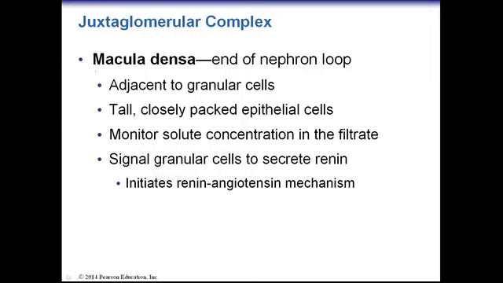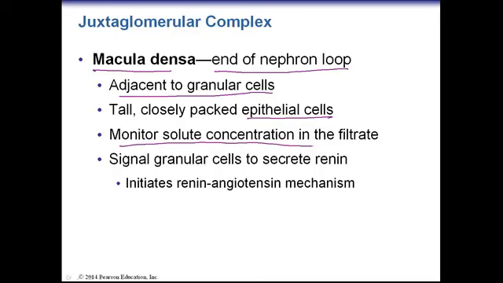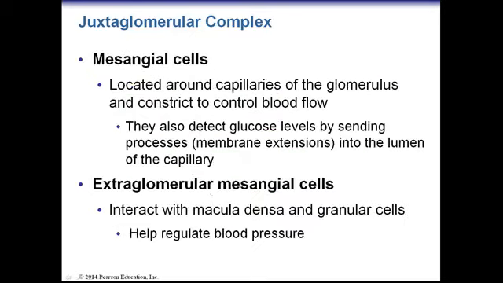The macula densa is an area of cells at the end of the nephron loop adjacent to the granular cells, and these are epithelial cells. They monitor the solute concentration in the filtrate, and they signal the granular cells to secrete renin in response to what it finds. And this will initiate the renin-angiotensin mechanism. These are to raise and lower blood pressure, to keep the blood pressure within boundaries.